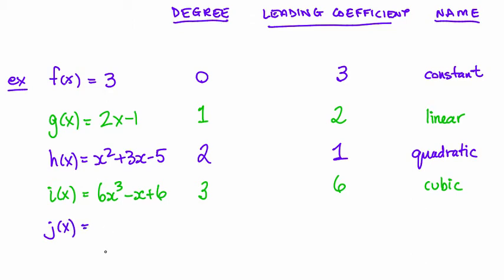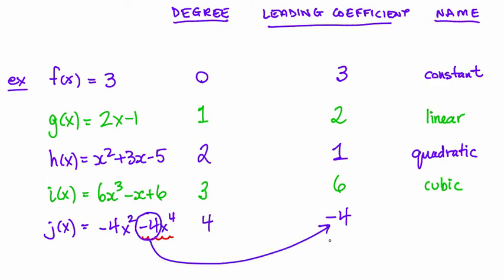J of x, we'll move it up one more, so minus 4x squared minus 4x to the fourth. Now this isn't in degree order, so you do need to realize that this is the largest degree, and so really this should have been written minus 4x to the fourth minus 4x squared. To save some time, I'll just say, well, this is actually a degree 4 equation. The leading coefficient is minus 4, and it's this minus 4 that I'm using as the leading coefficient.